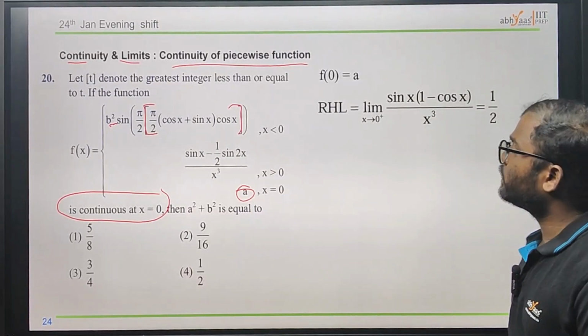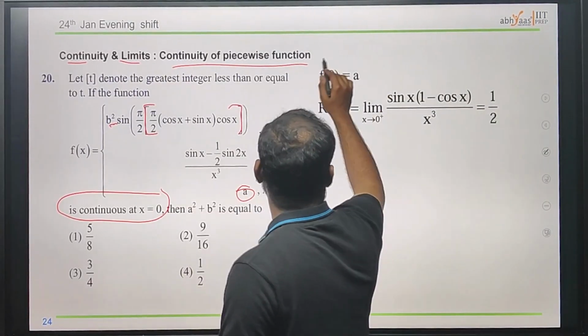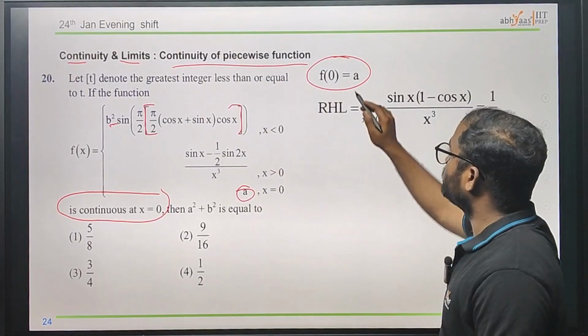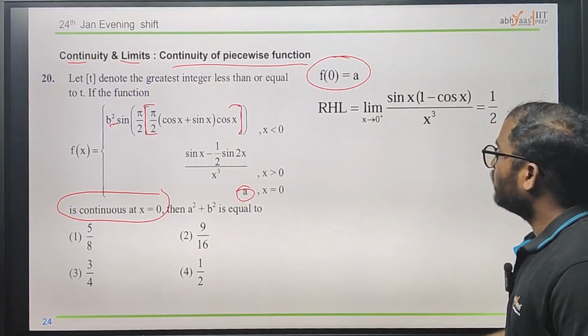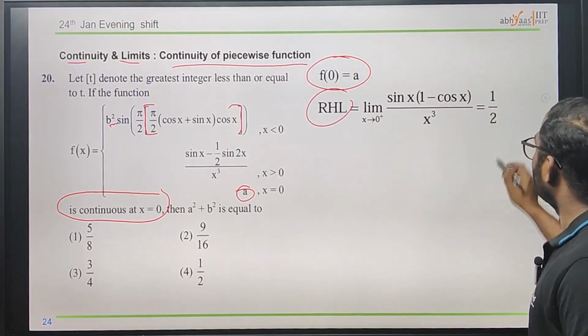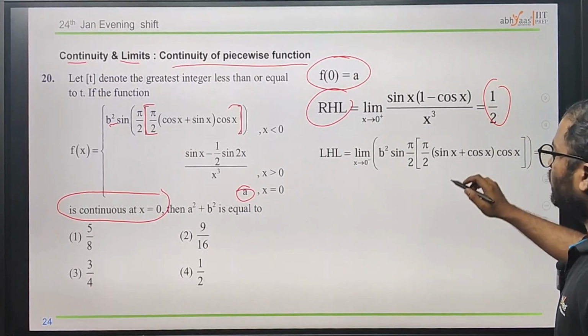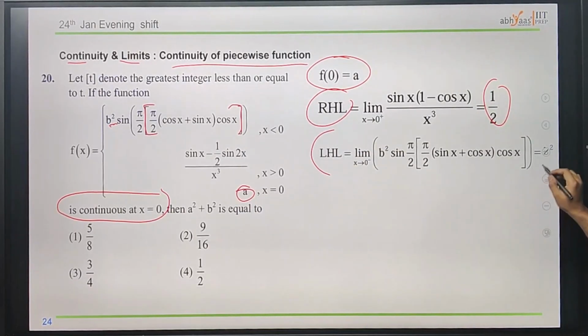Firstly we need to see the RHL and also the finite value. Firstly we just see the finite value, we got a, and for the RHL, the right hand limit, we got 1/2. And next, for the LHL we got b square.